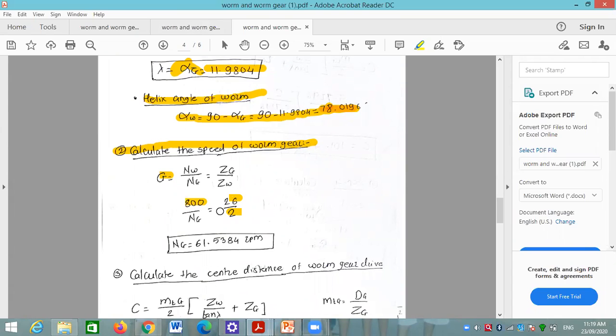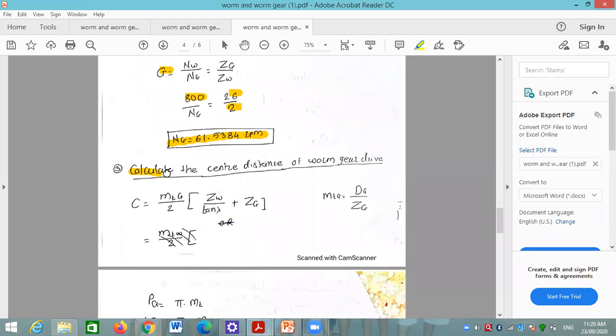If we take the cross multiplication, we will get the speed of the gear, which is equal to 61.5384 RPM. N is for speed, G for gear. The speed of the gear is equal to 61.5384 RPM. Okay, this is the second value that is asked in the numerical.